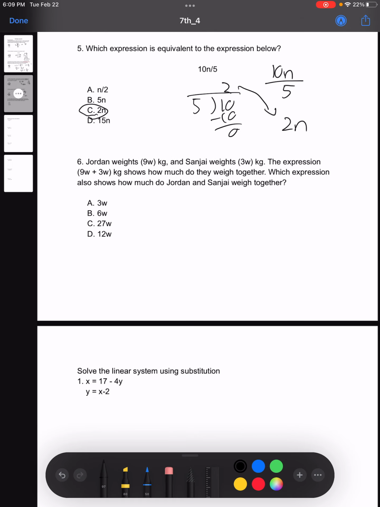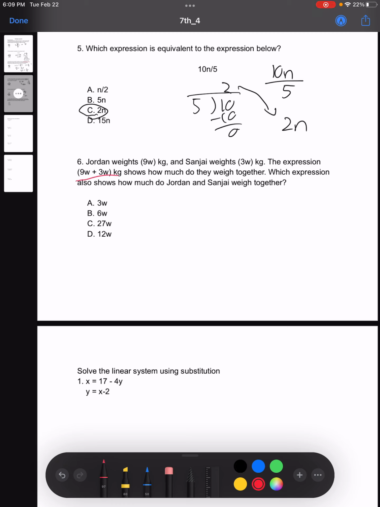For number 6, Jordan weighs 9w kilograms and Sanjay weighs 3w kilograms. The expression 9w plus 3w kilograms shows how much they weigh together. Which expression also shows how much Jordan and Sanjay weigh together?